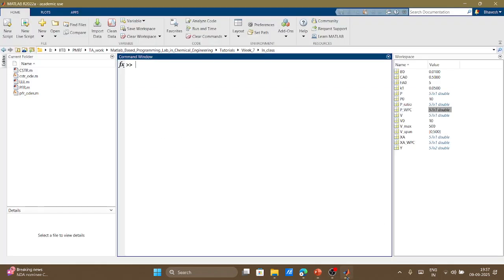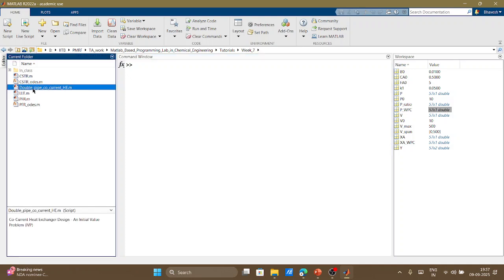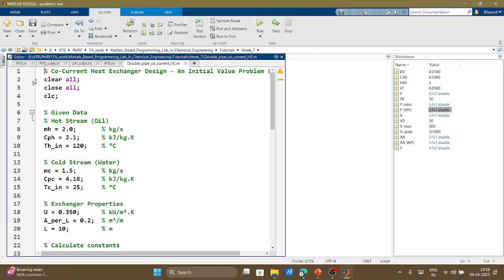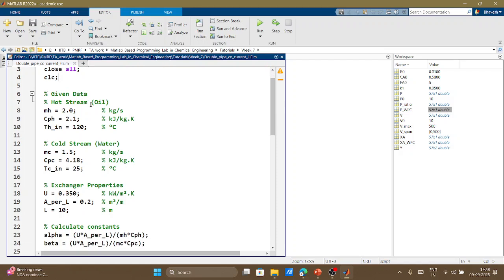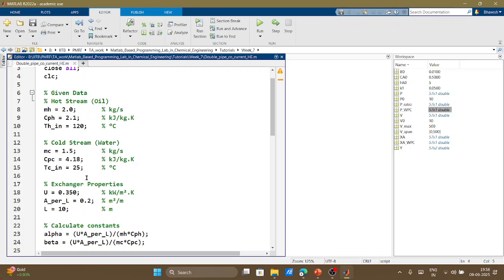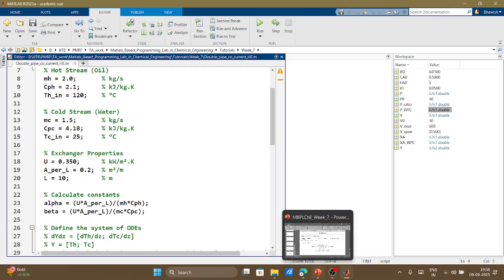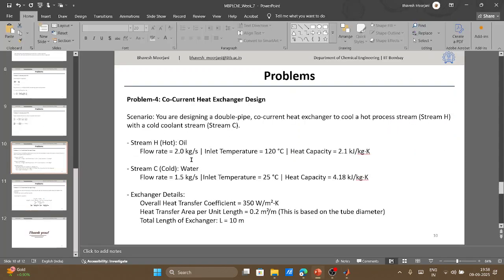So in the interest of time, I will not completely code it, but we'll go through the reference example. Here it's a co-current heat exchanger problem, right? We have been given data. You have hot stream data: its flow rate, its cp value, its inlet temperature; cold stream data: flow rate, cp value, inlet temperature; and exchanger data, right? The same information that has been given here, we have translated it.